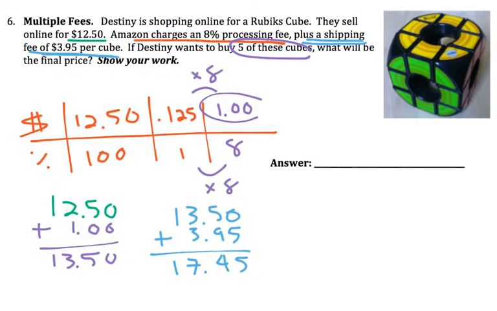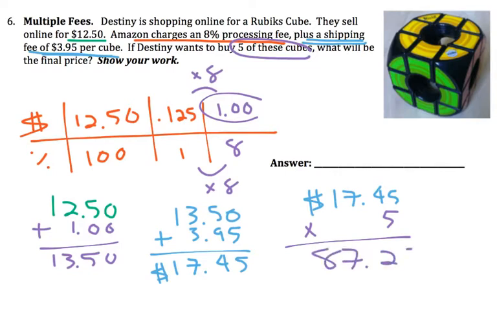Cool. So if the problem just said 1 cube, after both fees, the price would be $17.45. But Destiny buys 5 of these cubes. So we have to take this and multiply it by 5. And I'm going to use a calculator. $17.45 times 5. And I get $87.25. So that'll be the final price of 5 cubes.